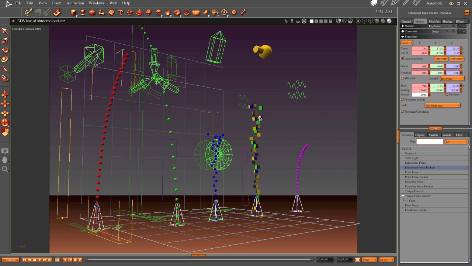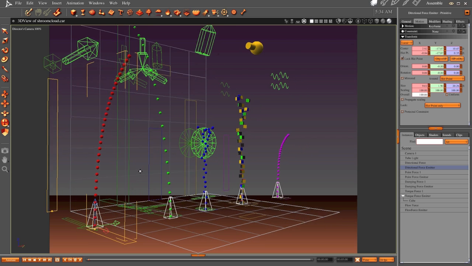The default value is the balls, but I went ahead and made cubes out of the torque force because it has its own special thing that it does. Okay, now let's go ahead and get started.